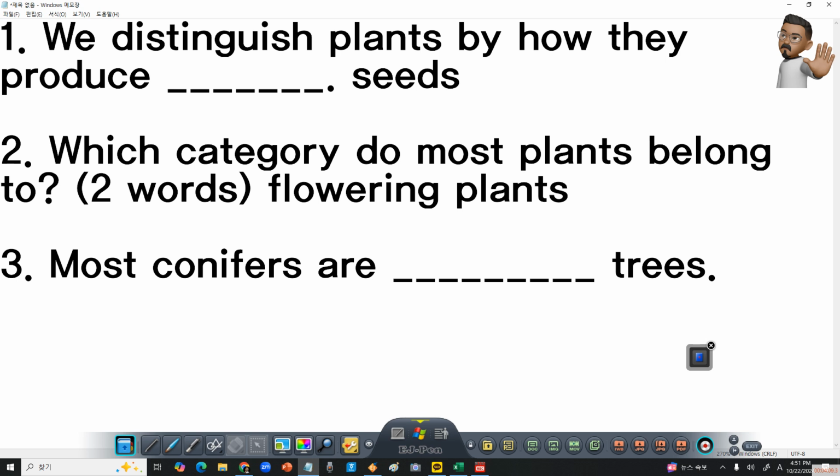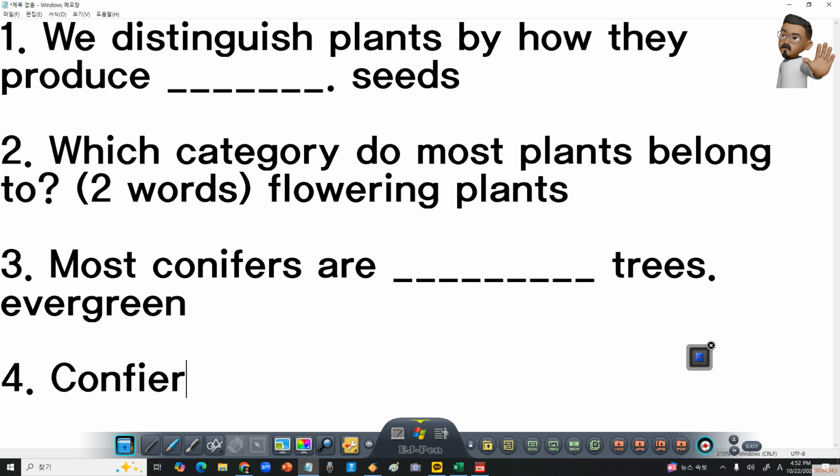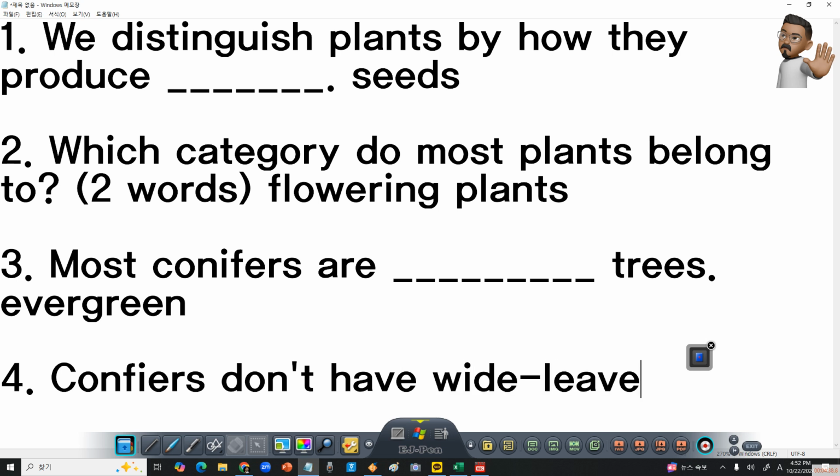잘 모르겠는데. 에버그린 하고. It's not 구려? Evergreen? Evergreen, yes. 맞다. Evergreen. 뭐예요? It's evergreen. I thought yours evergreen. 저 했는데. But it's evergreen. 네? Yes, evergreen, yes. That is right. And conifers don't have wide leaves.